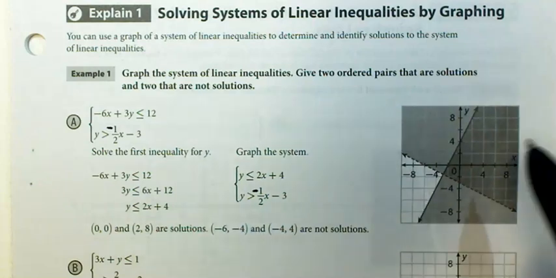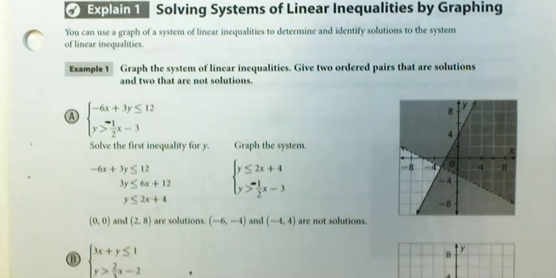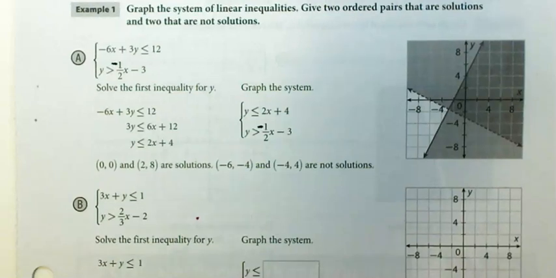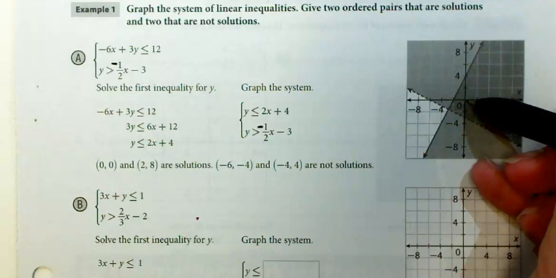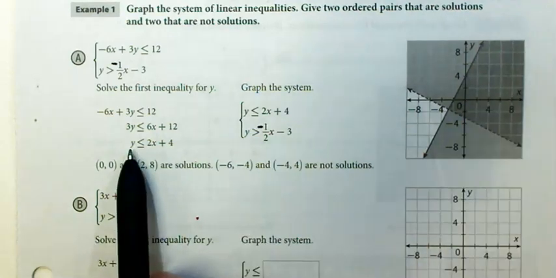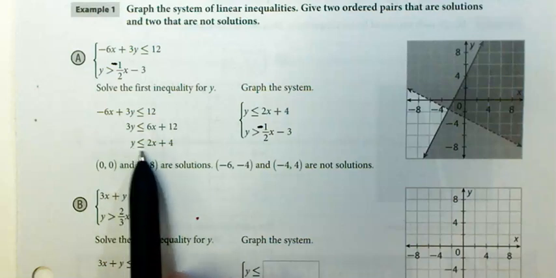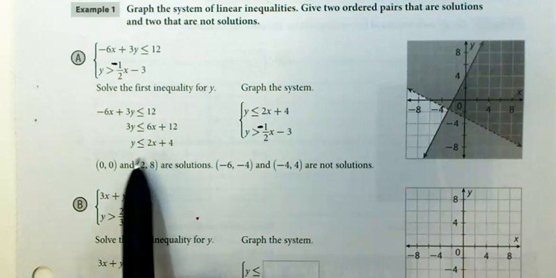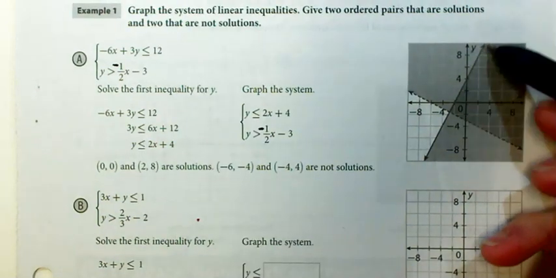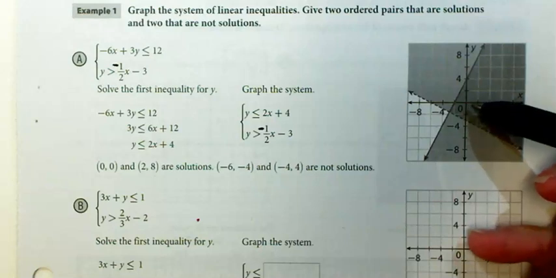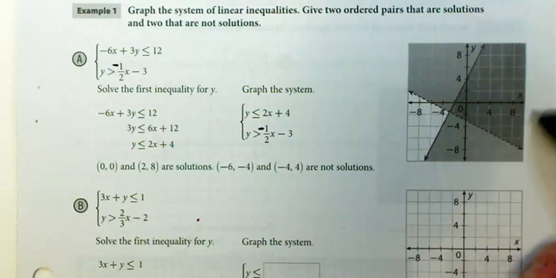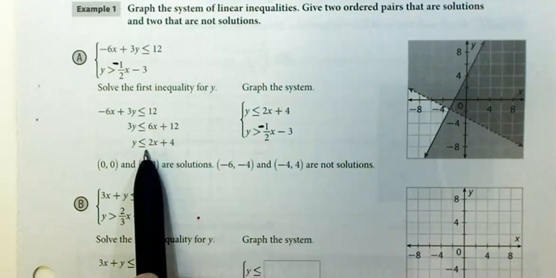Now, they've already shaded, but let's just prove to ourselves that they have shaded it properly. Okay, again, whenever possible, I'm going to pick 0, 0 for my test point just because it's easy. If I put a 0 in for y and a 0 in for x, I get 0 is less than or equal to 4. That is true. Okay, so we're talking about this line. So I shade the side that contains that point that's true. So here's the shading for this first inequality.